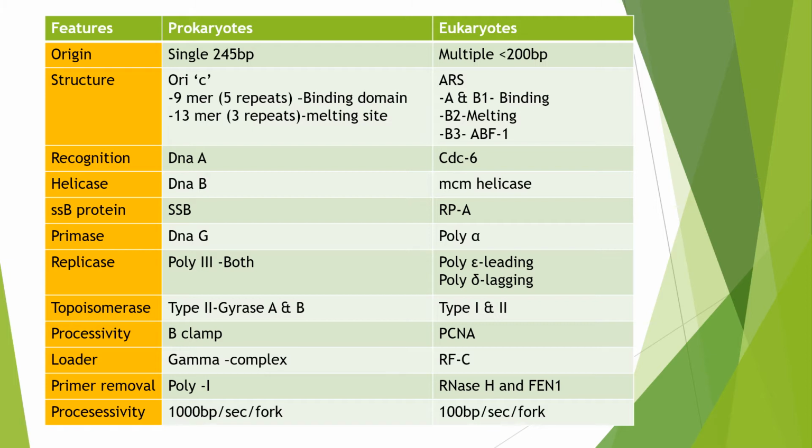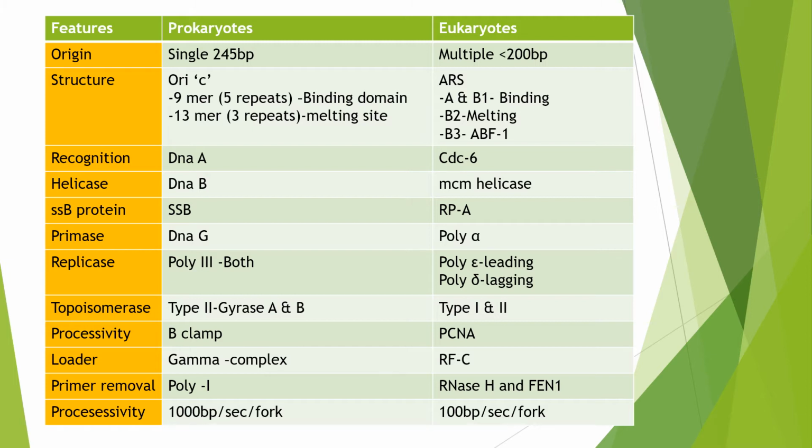When we come to eukaryotes, that is in the yeast, the ORI site is usually called the autonomously replicating sequence or ARS, and it is made up of 4 different regions: A, B1, B2 and B3. A and B1 sites provide for the binding, and B2 is the main site from which the replication starts, and the autonomously binding factor 1 will bind to B3 to maintain the stability of that process.